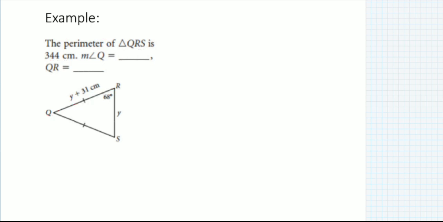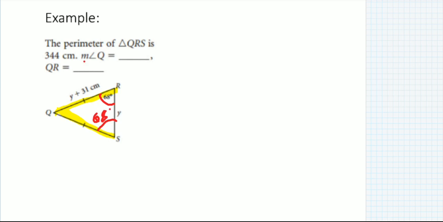Let's go ahead and see what we can do. So looking at it, we have an isosceles triangle. That means this angle is congruent to that one because those are the opposite. Okay. And so then what I can go ahead and do is I can say this is 68 as well.